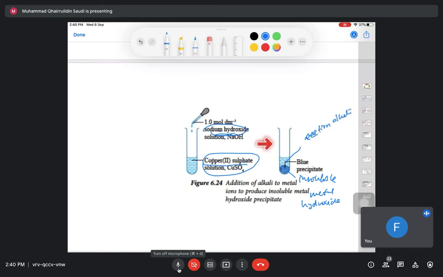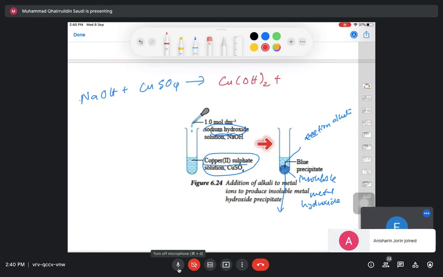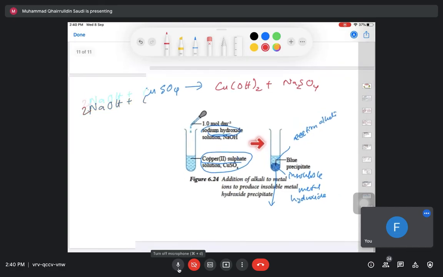Can you name the metal hydroxide? Here we add sodium hydroxide with copper sulfate. So what is our metal hydroxide? Copper hydroxide. Yes, good. What is our cation alkali? Sodium sulfate. Good. Okay, make sure it is balanced. 2 and 2. Okay, now it's balanced. So that is all that you need to know.